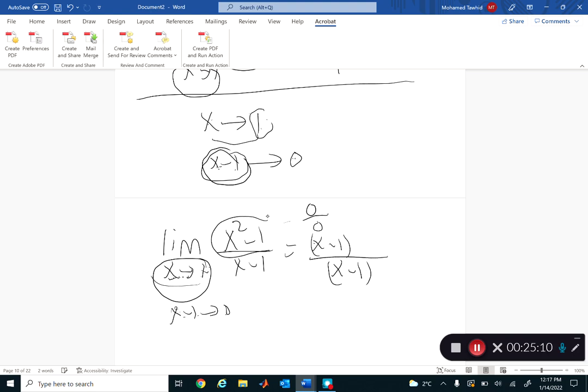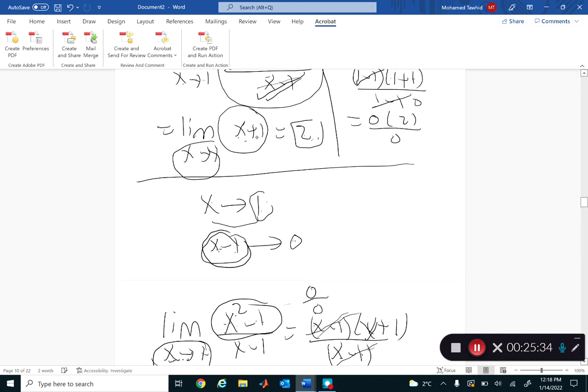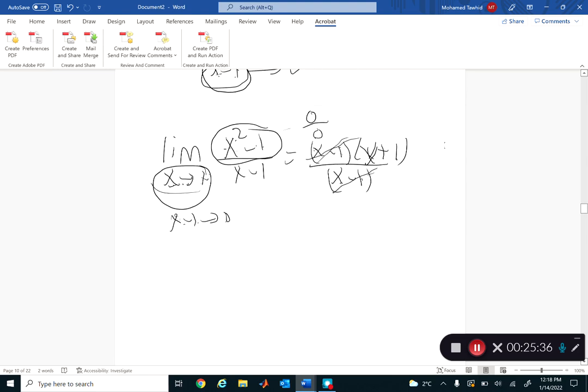Even before I know how to factor this, I have to keep in mind, because of this 0 over 0, I must get x minus 1 here, I must get x minus 1 there, so that I can cancel them. Then here I look at this term, oh, x minus 1, which means if I factor this, must have x plus 1. So I can cancel. So I have x plus 1 here. Then you take 2, you get 2.